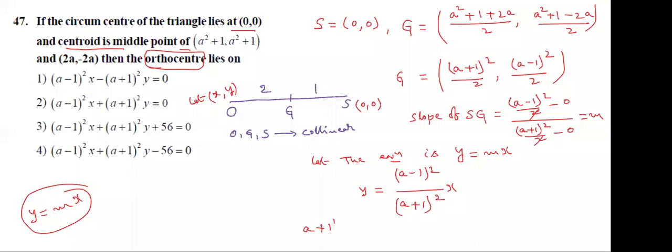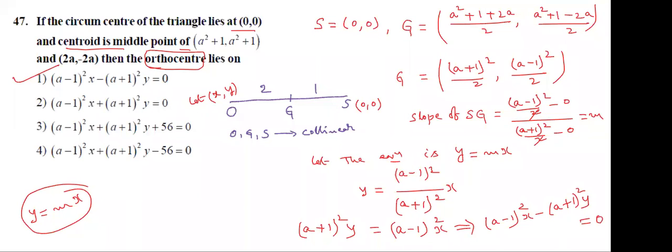(a plus 1) whole square into y is equal to (a minus 1) whole square into x. So write the final equation: (a minus 1) whole square into x minus (a plus 1) whole square into y is equal to 0. Here x comma y is the orthocenter. So the orthocenter lies on the line (a minus 1) whole square into x minus (a plus 1) whole square into y is equal to 0. Which option is correct, students? The first option.